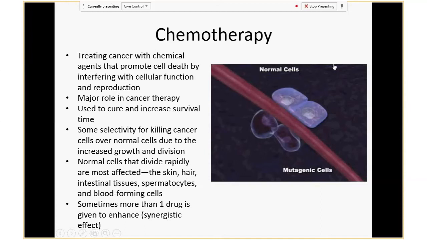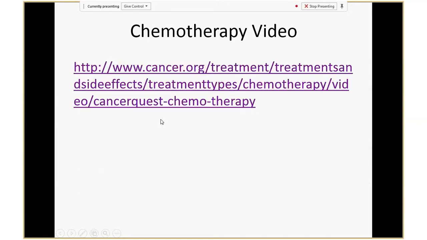And most of the time with chemotherapy, you're going to get more than one medication. You're not just going to get one chemotherapy and hope that one works the best. You'll probably get a combination of a couple to make sure that it's working properly. Again, this video is located on TigerNet. I'm not going to play it, only for the fact that the sound doesn't work, but it is located on TigerNet in these PowerPoint slides, so just take a look at that at your leisure.